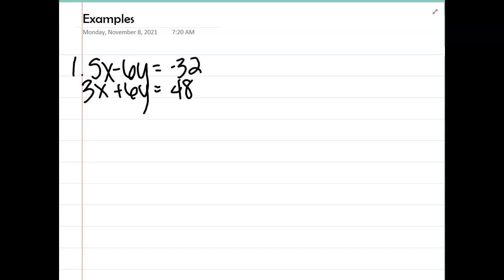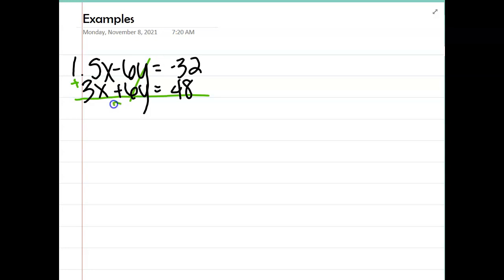So I'm not looking to cancel out my x's here. But if you look at your y's, you see how you have negative 6y and a positive 6y? That's what we want. They're already opposites. We want a negative and a positive. So we're going to go ahead and add them together, because when you add a negative 6 and a positive 6, they cancel out. You're trying to eliminate, to cancel out one of your variables. And then you're going to add everything else.